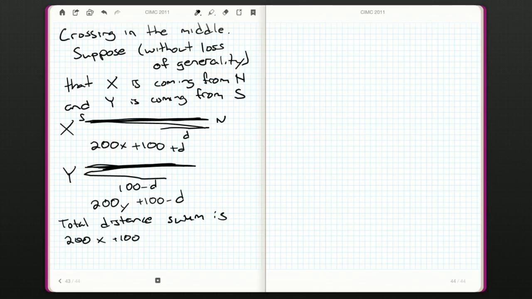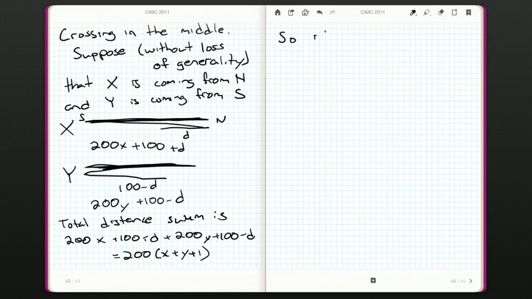200X plus 100 plus D. Well, this plus D and this minus D, they're going to cancel each other out. And just like with the last one, we're going to be left with 200X plus Y plus 1. So if they cross, the total distance is some multiple of 200. So we can just say 200N.